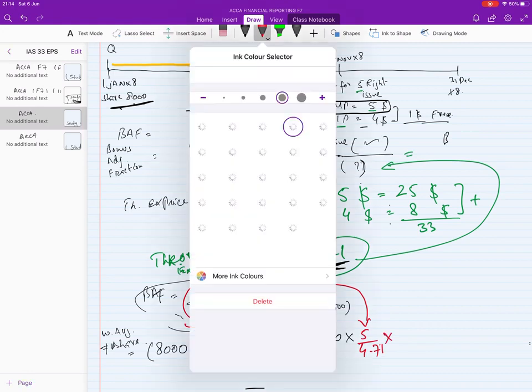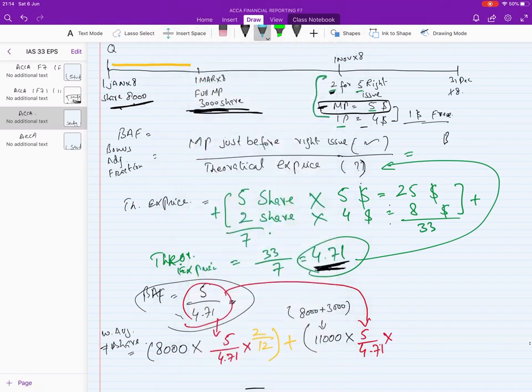How many months are these outstanding? These 11,000 shares were outstanding from March till October 30th. March, April, May, June, July, August, September, October, so it has 8 months.